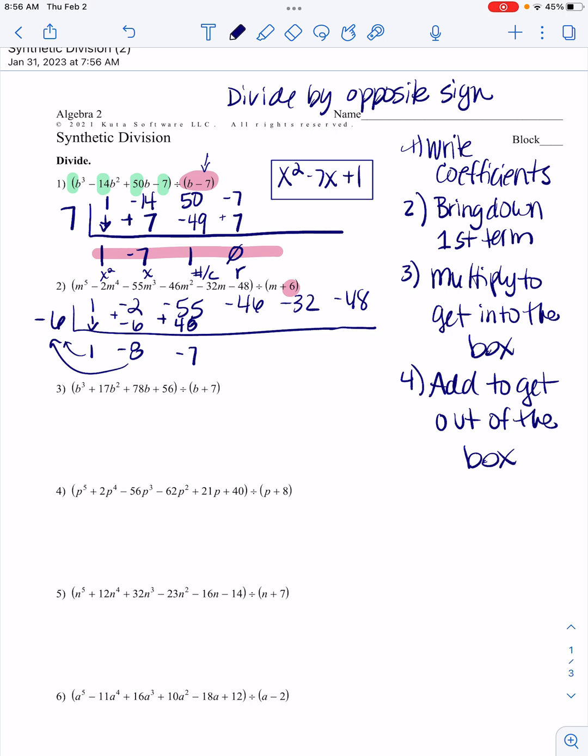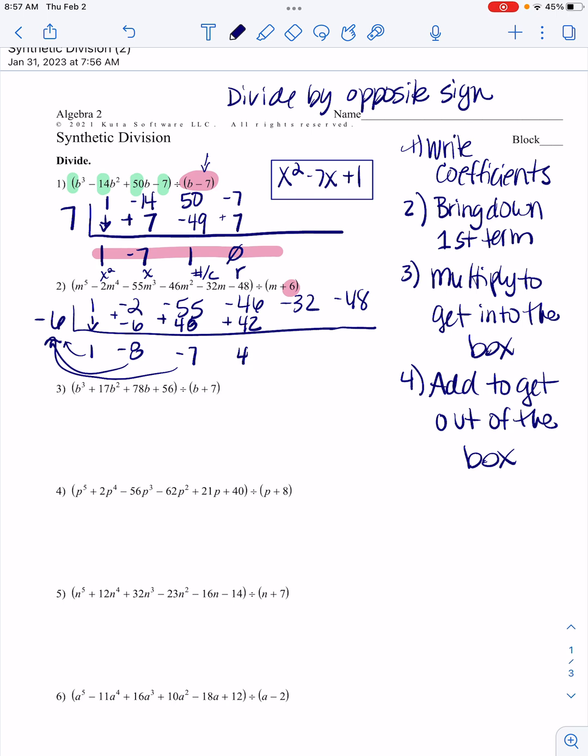Again, I have to multiply to get into the box, so negative 7 times negative 6 is negative 42. So I'm going to add negative 46 plus negative 42. Oh, I did that wrong. My bad. It should be a positive 42. Because negative times a negative is a positive. So negative 46 plus positive 42 is negative 4.